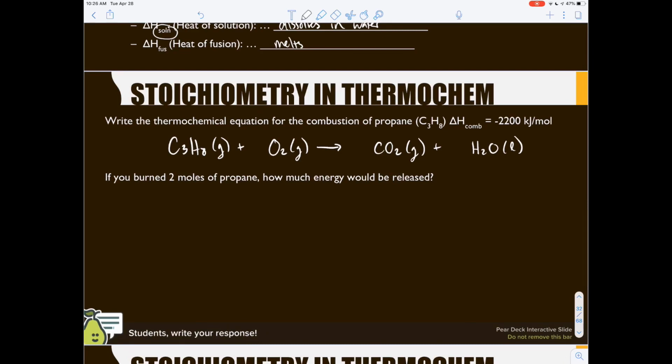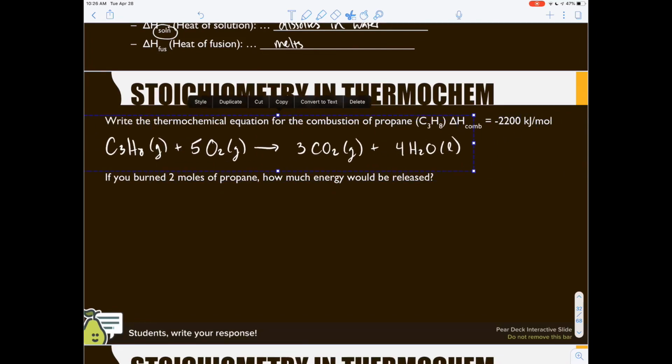Okay, let's balance it. 3, 4, 5. Okay. So I guess I could have written this a little more clearly to show the delta H in there also. Okay, the idea is when 1 mole of propane combusts, there's a 1 here, understood, 2,200 kilojoules of heat is released. We're not going to write per mole there because it already is part of the molar ratio. 2,200 kilojoules of heat is created for every 4 moles of H2O created, for every 3 moles of CO2 created, for every 5 moles of O2 reacted, for every 1 mole of propane.